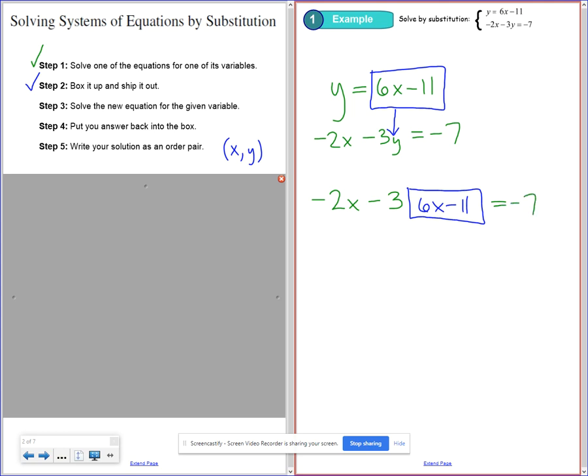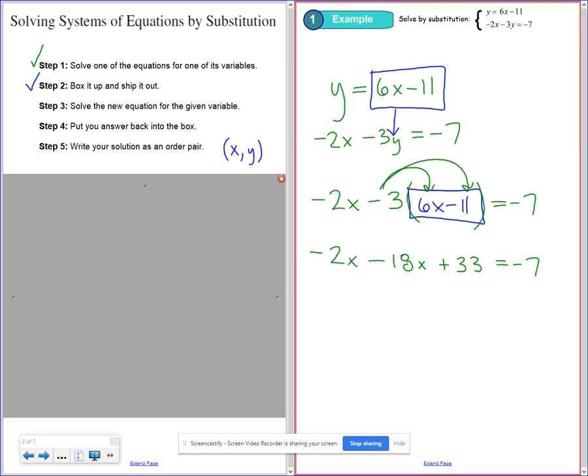So this is step 3. We want to solve this equation for x. You can treat the box like it's grouping symbols. So what we're going to have to do is use the distributive property. Negative 3 times 6x would be negative 18x. Negative 3 times negative 11, positive 33, is equal to negative 7.